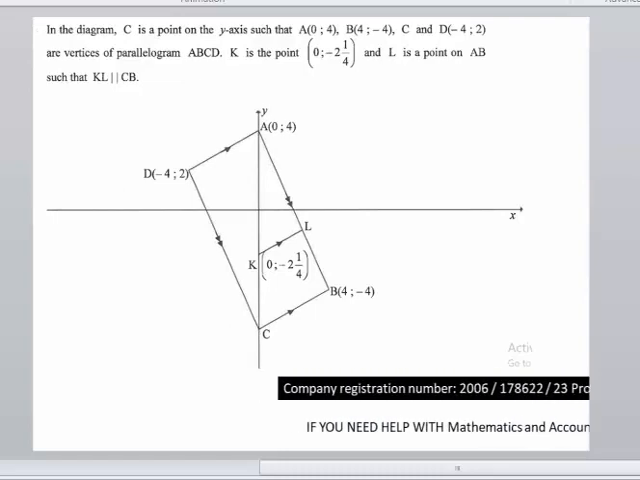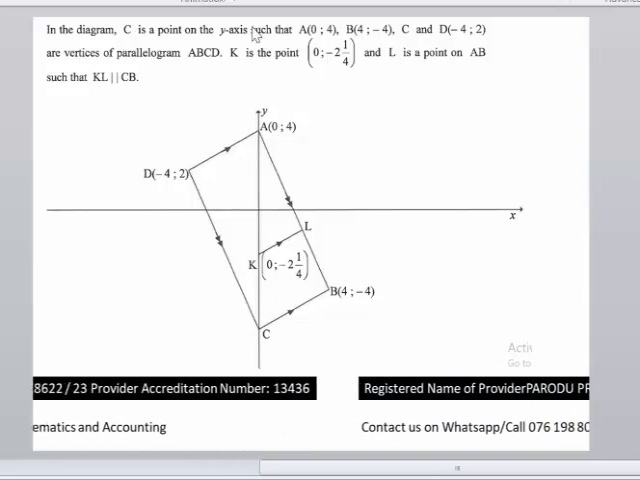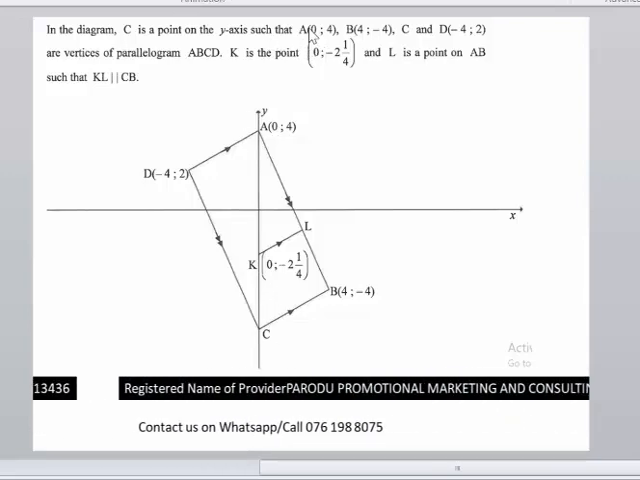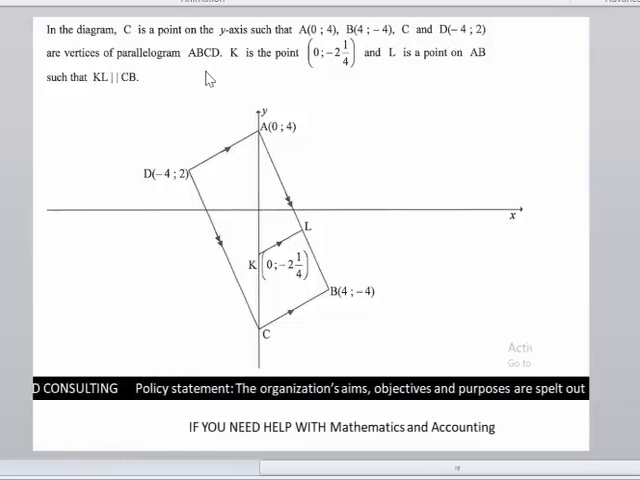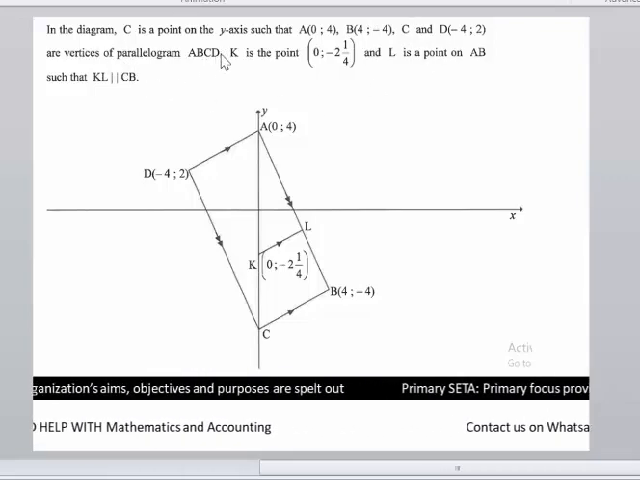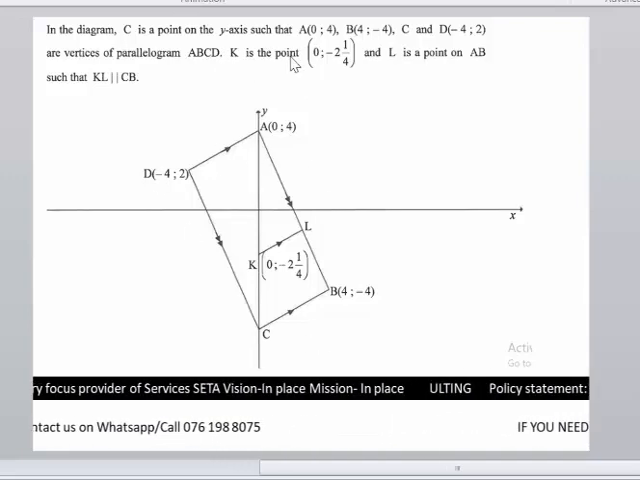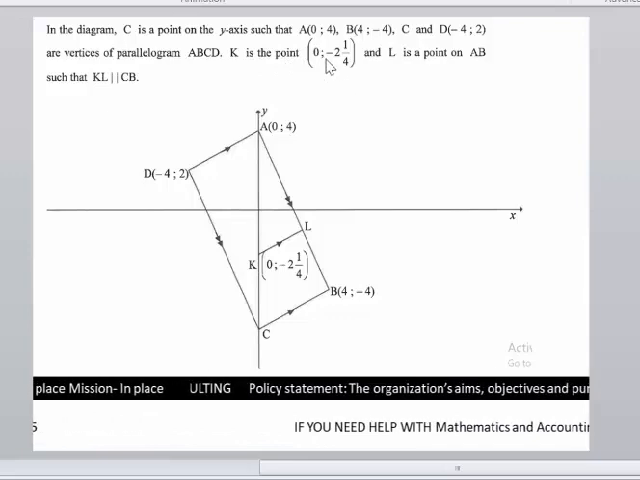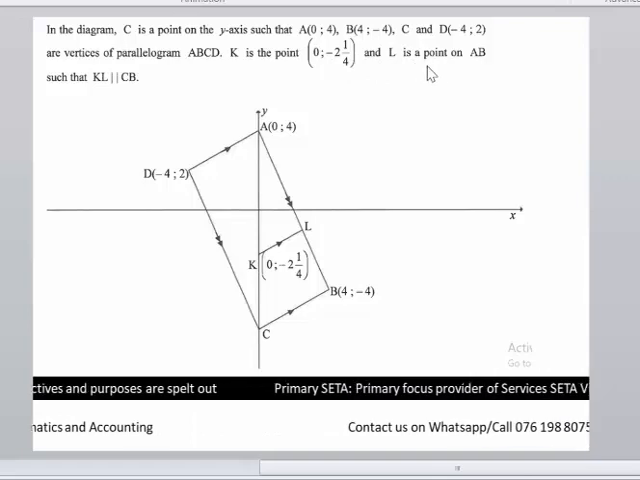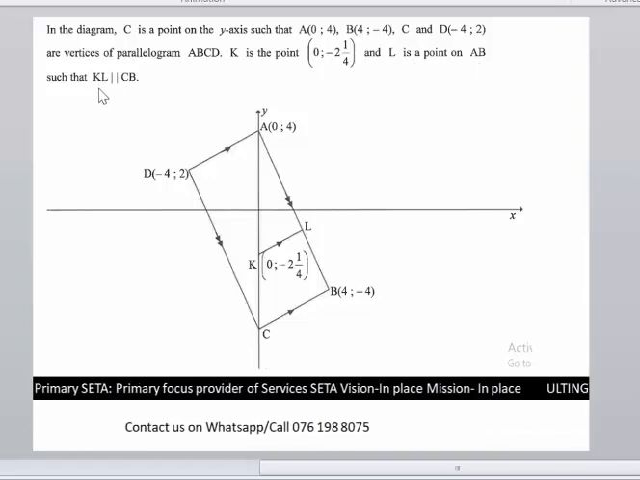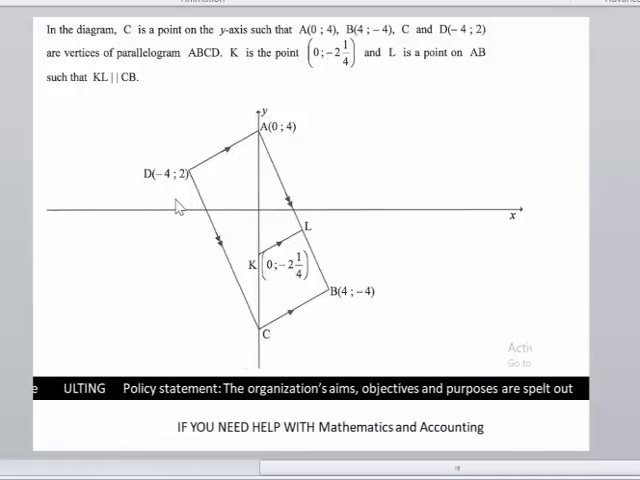In the diagram, C is the point on the y-axis such that A, B, C, D are vertices of the parallelogram ABCD. So this is a parallelogram. K is the point (0, -2 1/4), and L is the point on AB such that KL is parallel to CB. So KL is parallel to CB.